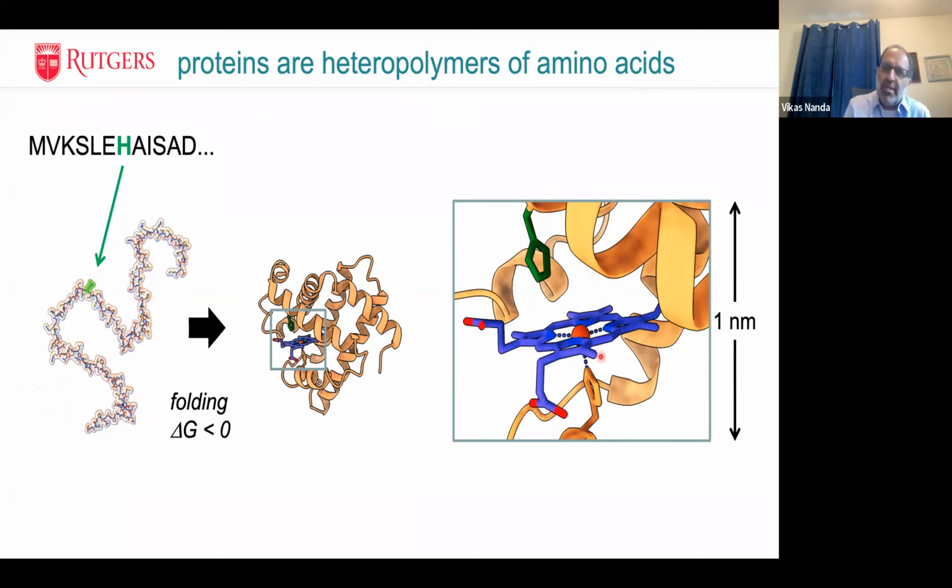And so this is really where the function comes from. The sequence dictates the order in which things appear in the sequence, but it's the fold which dictates the chemistry and the function. And just for scale here, this is about a nanometer on the edge of this box.